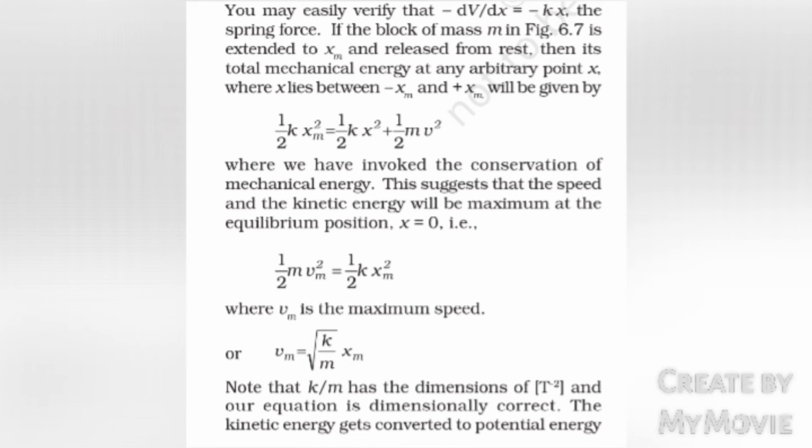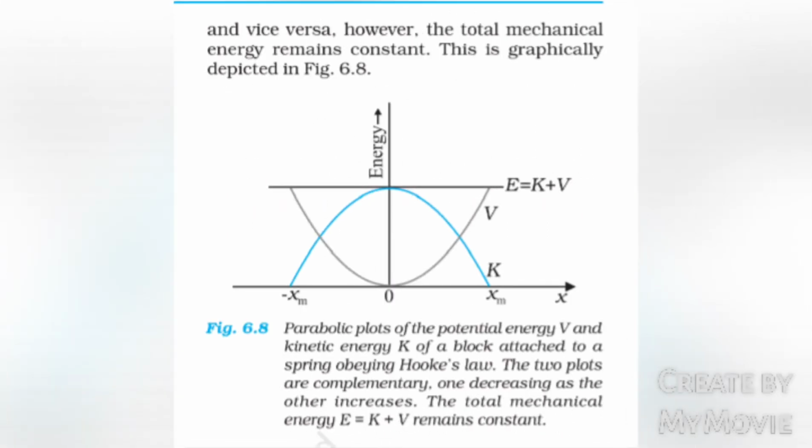This suggests that the speed and the kinetic energy will be maximum at the equilibrium position x equals 0, that is, half m vm square equals half k xm square, where vm is the maximum speed, or vm equals root of k by m into xm. Note that k by m has the dimensions of T power minus 2 and our equation is dimensionally correct. The kinetic energy gets converted to potential energy and vice versa. However, the total mechanical energy remains constant. This is graphically depicted in figure 6.8.